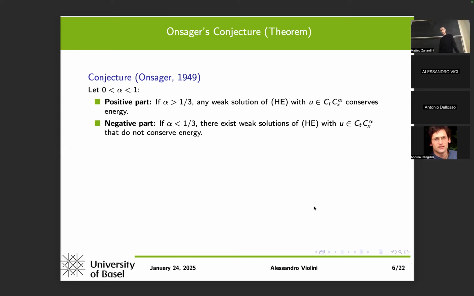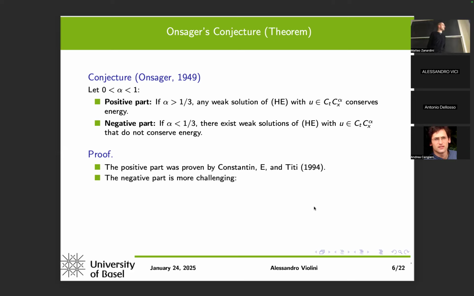Notice that I'm not speaking about the Cauchy problem. I just fix a functional space for the velocity, and I want to prove that the energy is conserved or not. The Onsager conjecture is now a theorem, because it was proved 6 years ago. The proof is divided in 2 steps. The first one is quite easy compared to the second one, because to prove that the weak solution conserves the energy, if you are more than C^1/3 Hölder, it's just a matter of commutator estimates, and this was proved by Constantin, E, and Titi in '94.